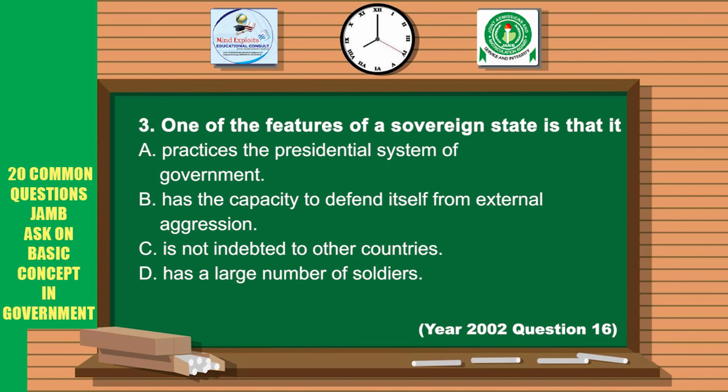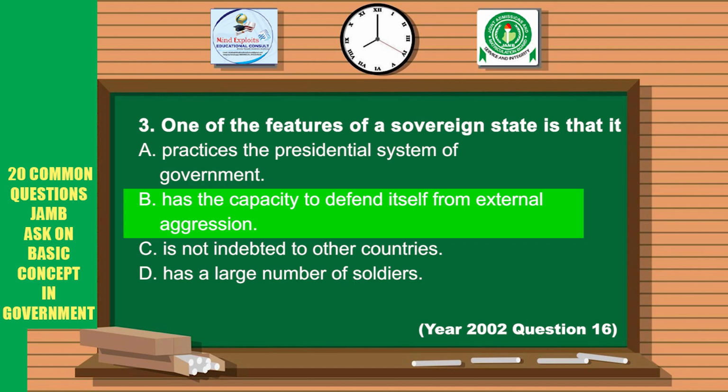This is the most important way for you to know that a state is sovereign. A state has that capacity. It has its own army, it has its navy, it has its air force that it can use to protect itself from external aggression from other countries. That is what defines the sovereignty of a state.